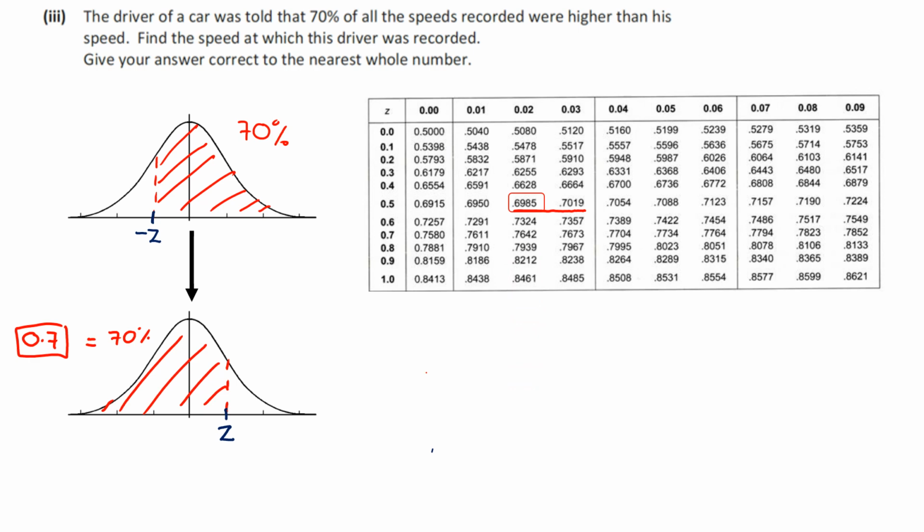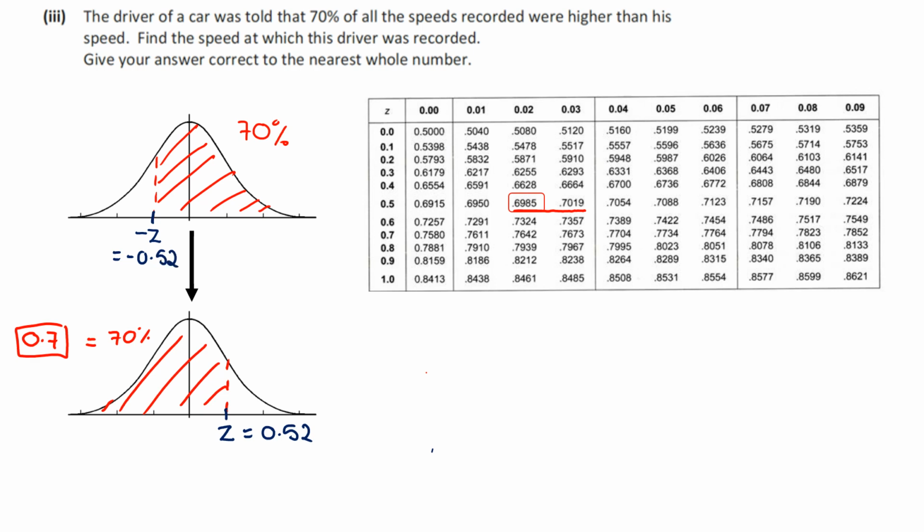It is 0.0015 to get to 0.7, while the other one is 0.0019 over. So just be careful. Sometimes the one lower is actually closer. So that's our answer. So we have our z here is 0.52. That means the negative z is minus 0.52.